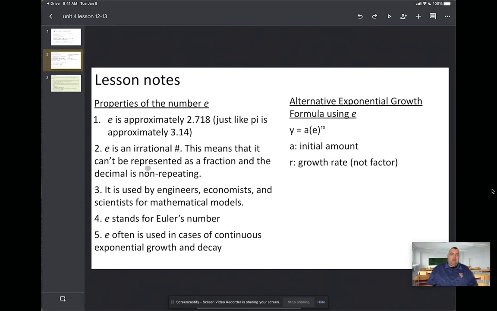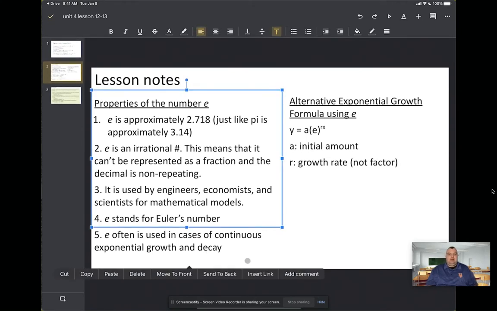Okay. The number E is used by engineers, economists, and scientists for many different mathematical models. And the reason it's called E is that it stands for Euler's number. Sometimes it's pronounced Euler, sometimes it's pronounced Oiler. But that's what E stands for. And in the case of this particular unit, it's often used in cases of continuous exponential growth and decay.